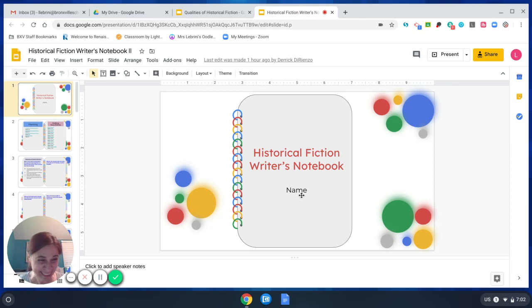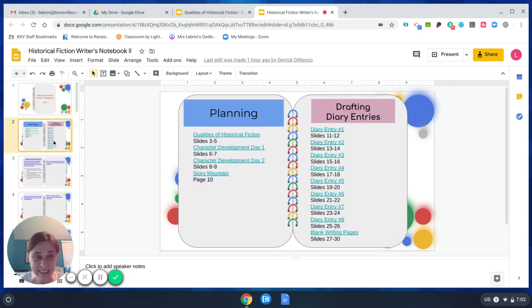That's always important, right? So now we're going to go to the next slide, which is like a table of contents. If you notice, a table of contents is broken up into two parts. You have a planning page and you have drafting for the diary entries. So we're going to be working on the planning part first. Just like in realistic fiction, we had quite a few things we had to do first before we started writing our realistic fiction stories, the same way with these diary entries. So let's go to the first part, and that's going to be today's lesson for qualities of historical fiction.